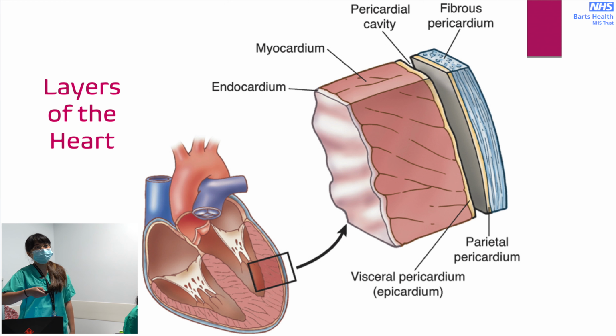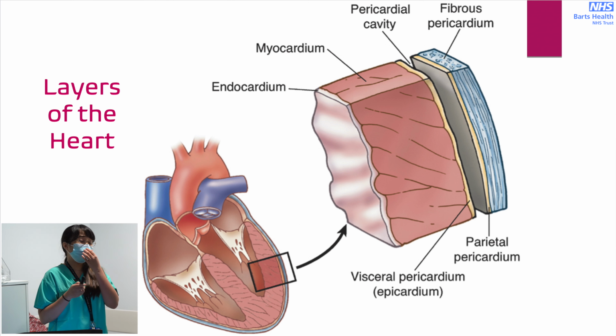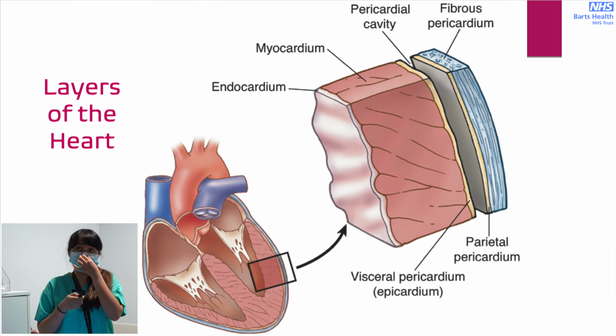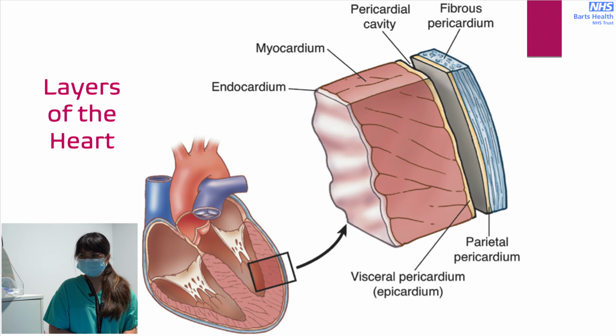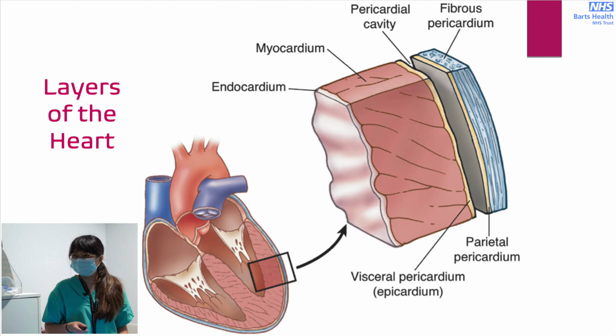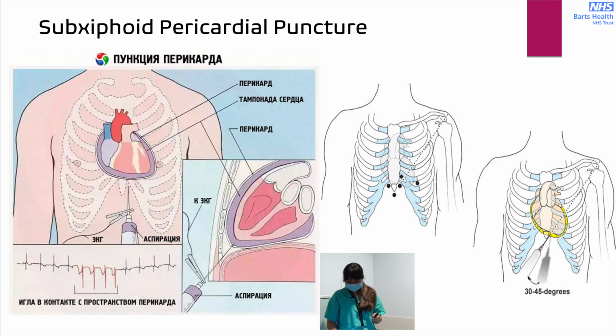So how would you access the epicardial layer for ablation? You would have to go through the pericardial cavity. What is the most common technique that you can use to access the pericardial cavity? Any ideas? Through the groin? Okay. Very good. It's called subxiphoid pericardial puncture.